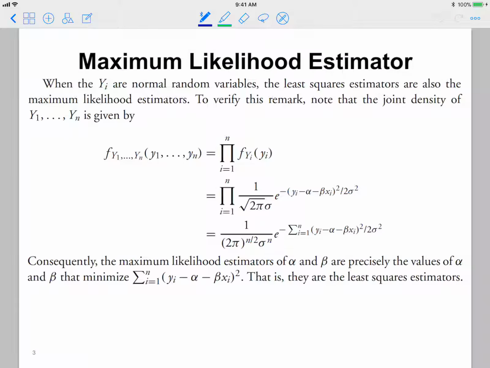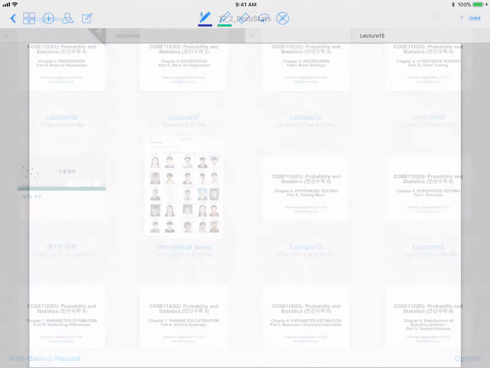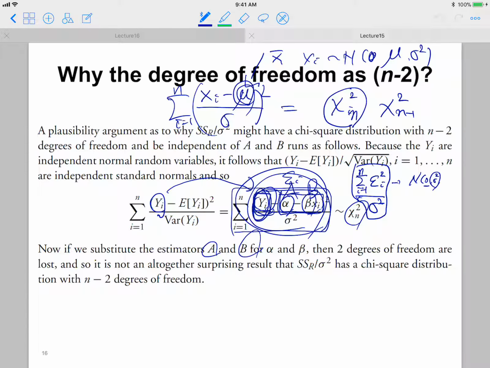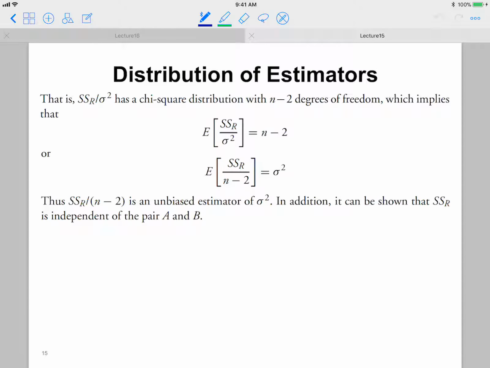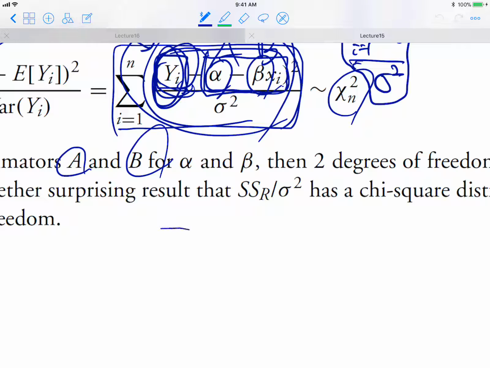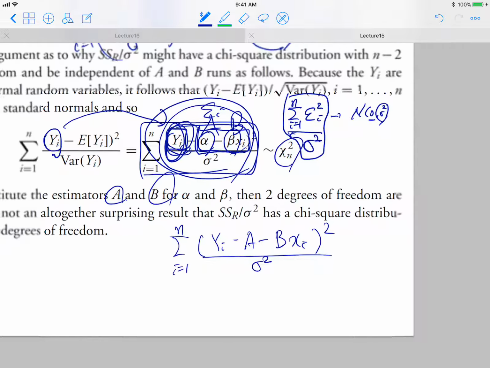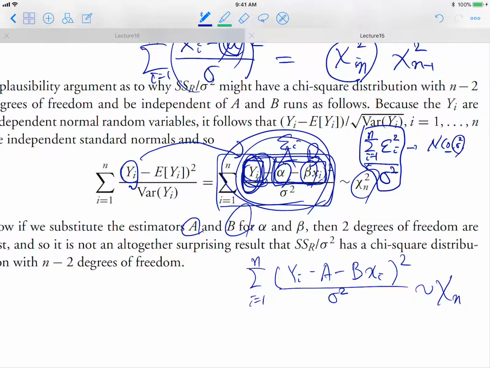Okay, let's see. It was in the previous slides, I believe. Just to explicitly write it: the sum of y_i minus A minus B x_i squared, divided by sigma squared, will follow the chi-square distribution with n minus 2 degrees of freedom. Okay, so this is the point in this slide.